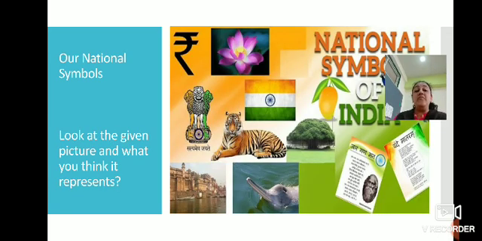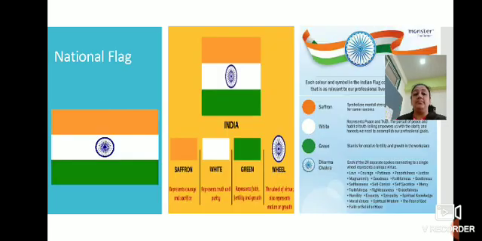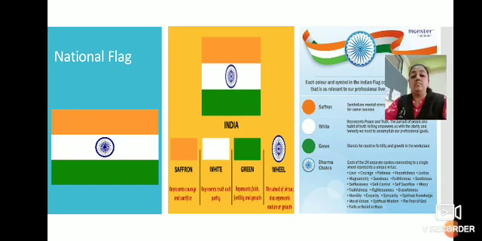So now every country has its own national symbols, just like India. Isn't it? These are observed in places and objects like government offices. Understood? So now let us learn about the national symbols of India. Yes. So the first national symbol of India is the national flag. So this is our national flag.